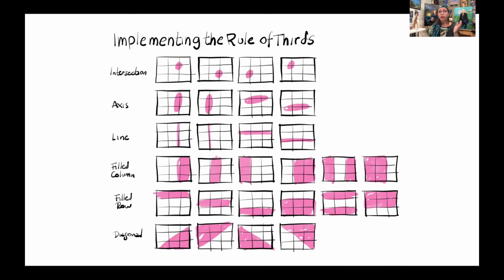Filled columns: you can divide your canvas into thirds, and you can use, for instance, a strong color in one side and a strong color in the other side, or it can be objects. But anyway, you're going to fill your canvas by using the columns. And I painted them pink just so it's very easy for you to see how to apply it. Same rule goes for the rows. So you can use it as columns or as rows, and diagonals as well. So you divide your canvas and use diagonals.